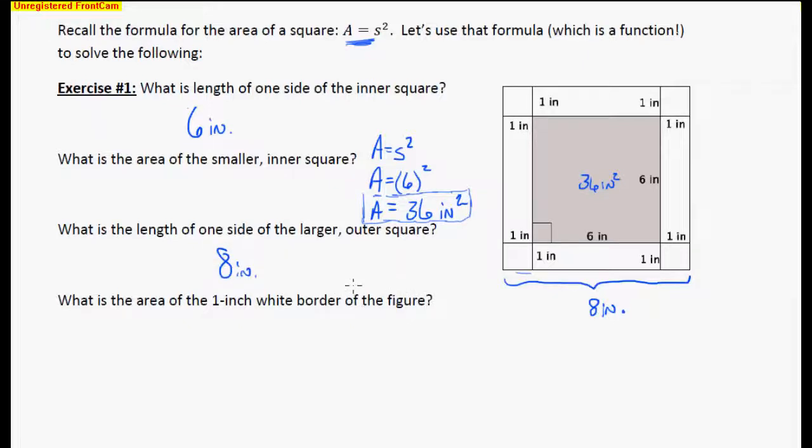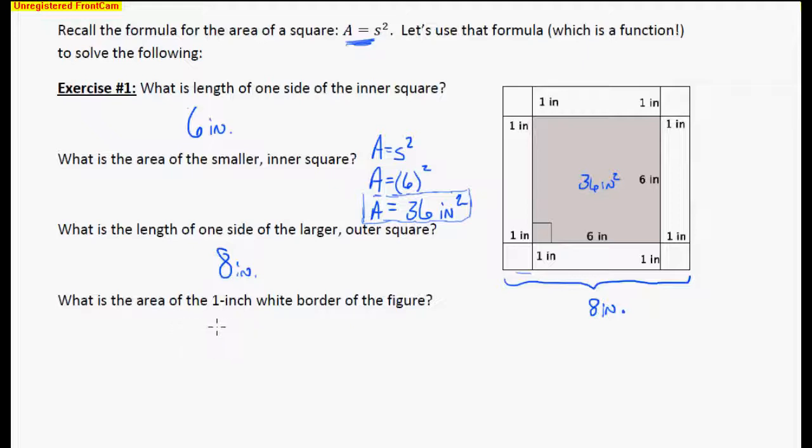And now this is the tough part. All right, what is the area of the 1 inch white border of the figure? Now, that 1 inch white border is not a square, because they don't want this shaded area in here. They just want the area out here, which would be like your sidewalk. Okay, so how are we going to do this? We're going to do this in a multi-step way.